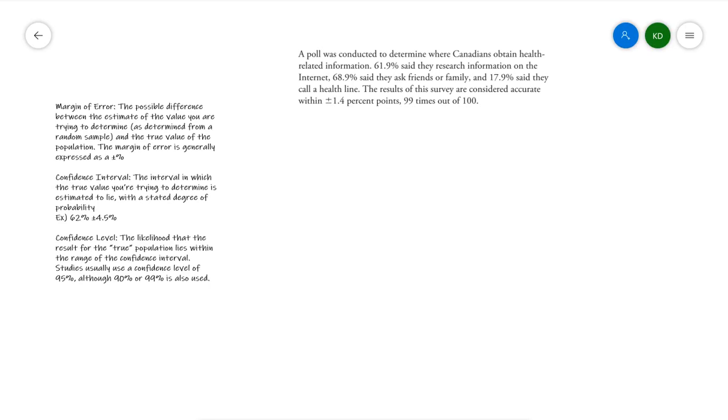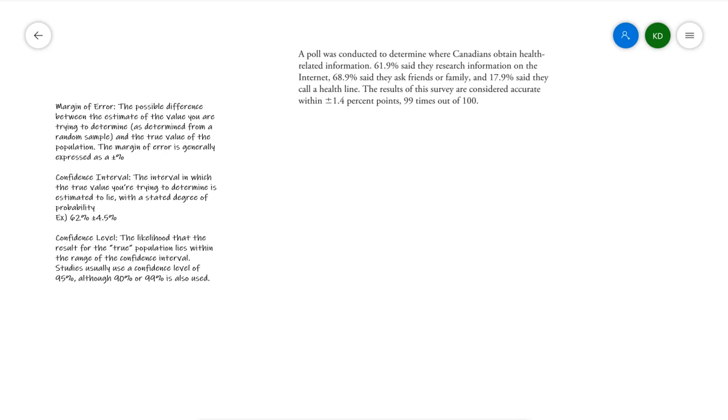Here's our example. A poll was conducted to determine where Canadians obtain health-related information. 61.9% say they research information on the internet. 68.9% said they ask friends or family, and 17.9% said they call a health line. The results of the survey are considered accurate within plus or minus 1.4%, 99 times out of 100.